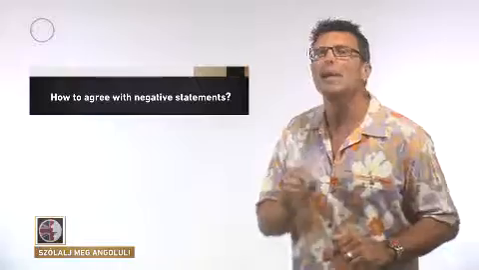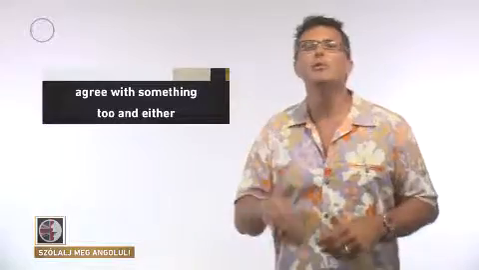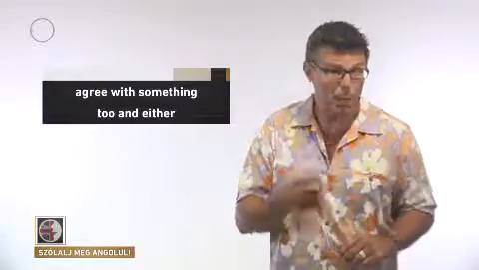All right, here we are, and as promised, we're going to have a quick look at how we agree with statements. But this time, we're not looking at how to agree with positive statements. This time, we're looking at how to agree with negative statements. Now, we saw the introduction to this a few weeks ago, didn't we? Yes. We learned that when we want to show that we agree with something, we use too and either. If we want to show that we agree with a positive verb, then we use too.